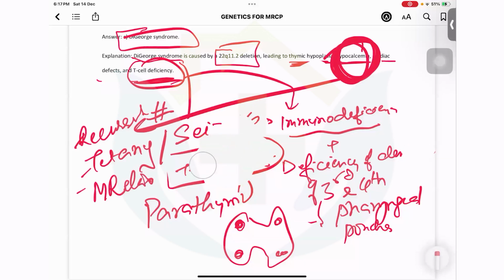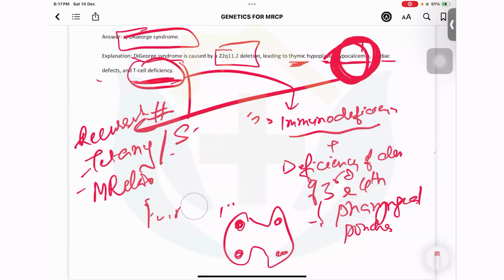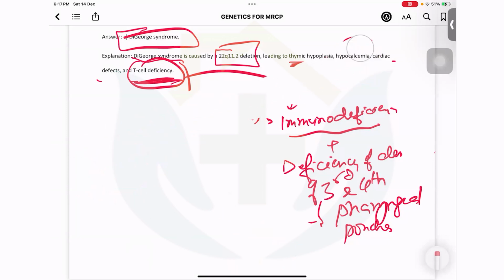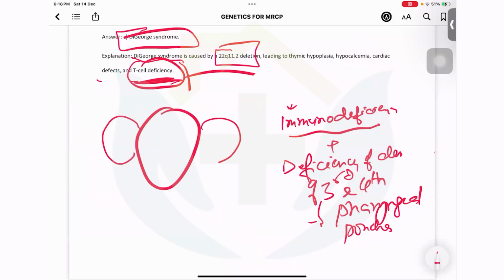So because of the deficiency of third and fourth pharyngeal pouch formation, there is non-formation of the thymus, of the conotruncus in the heart, of the parathyroid gland, and of course multiple craniofacial abnormalities. Like I drew a face for you, dysmorphic features. The ears will be large, the mouth will be small, there will be hypertelorism, and they can have cleft lip or cleft palate. Other problems are intellectual, of course. They will always have mental issues.